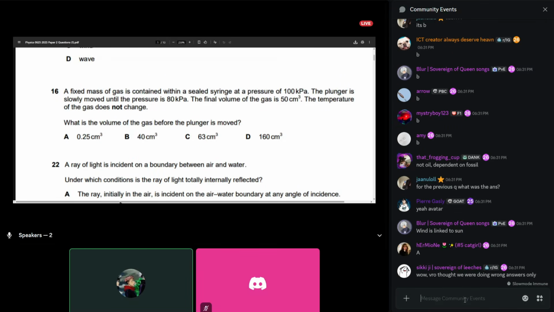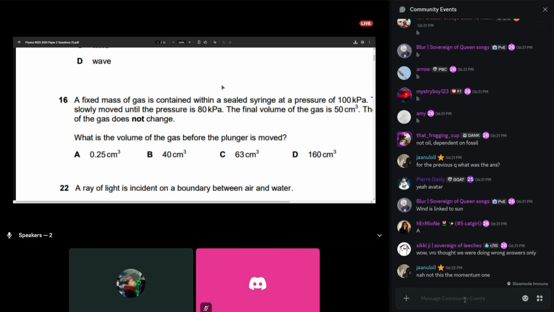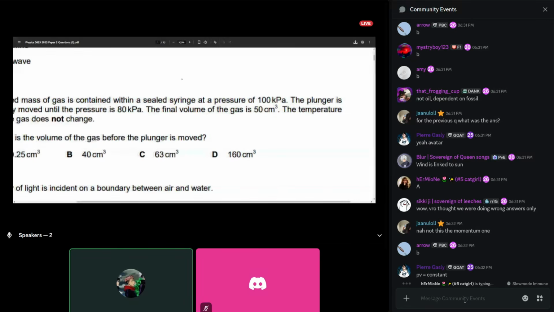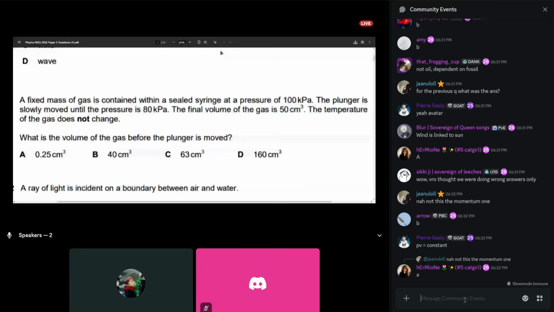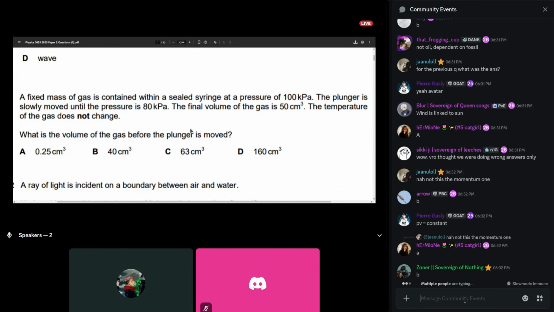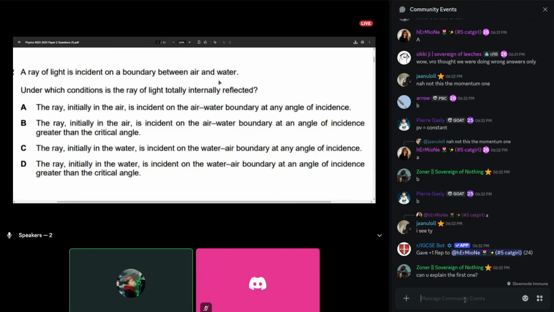Okay. This is Boyle's law. P1 V1 is P2 V2. That's very simple. So this is 40 centimeters. This is B. PV is constant exactly. So P1 V1 equals P2 V2.